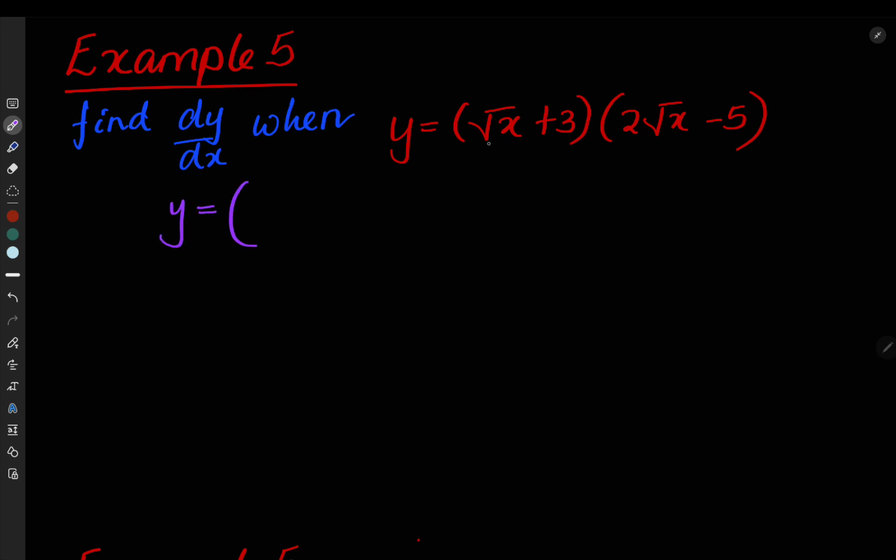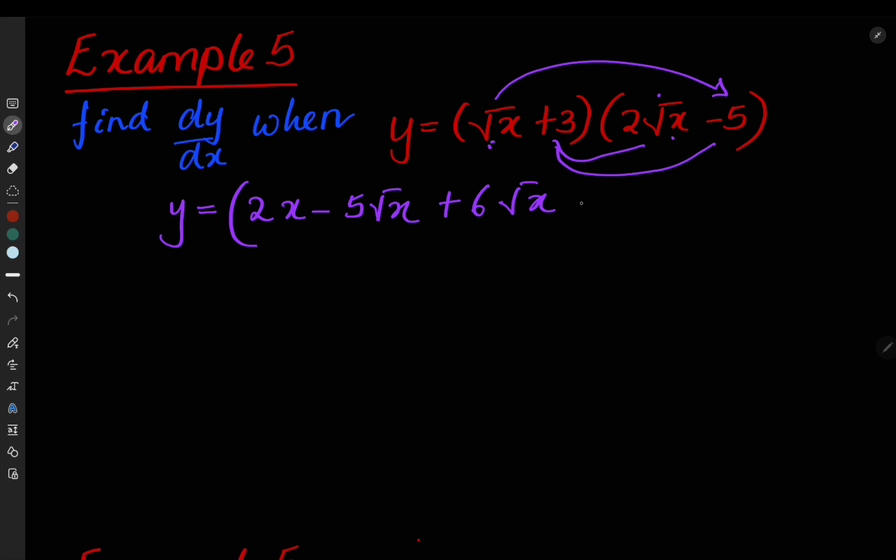y is equal to square root of x times that. That becomes 2. Remember, square root of x times square root of x is just x. Then it becomes 2x. Then that times that becomes minus 5 root x. Then this times that becomes plus 6 root x. Then that times that becomes minus 15. Then y is equal to, remember in this case we've got like terms, minus 5 root x plus 6 root x, and that becomes root of x. So then y is equal to 2x plus root of x minus 15.